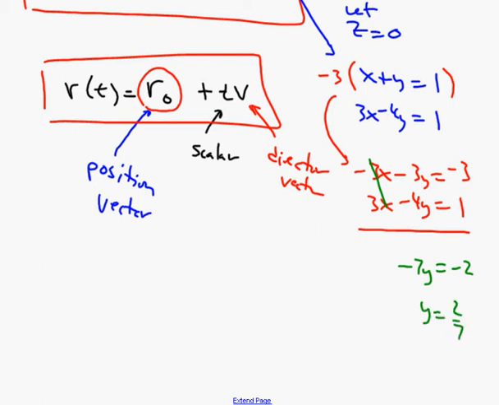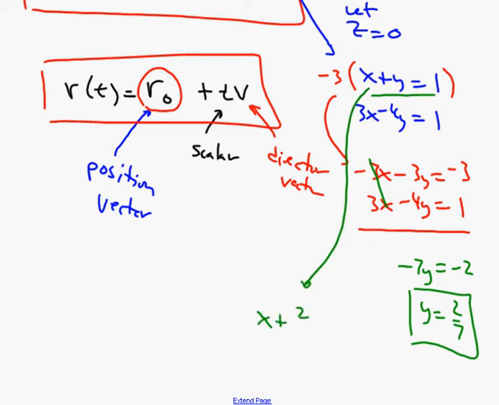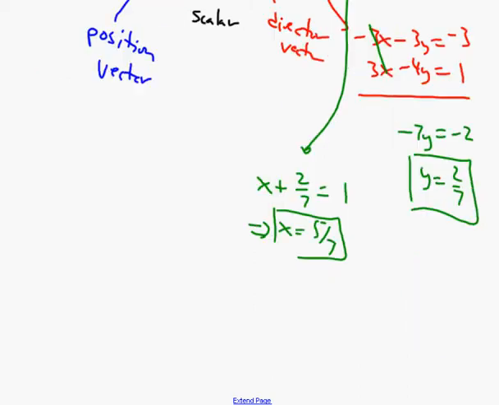Let's just check the algebra there. That looks good. Well, if y is 2 sevenths, I can take this first equation here: x plus 2 sevenths has to equal 1. That implies that x equals 5 sevenths. So I've done it. I found the point that's on both planes. The point is 5 sevenths, comma 2 sevenths, comma z was 0. That's how I started this whole story. You might say, why did I pick z equals 0? I just did it because it made things easier. It got rid of those terms.